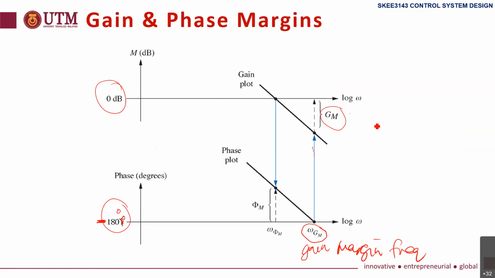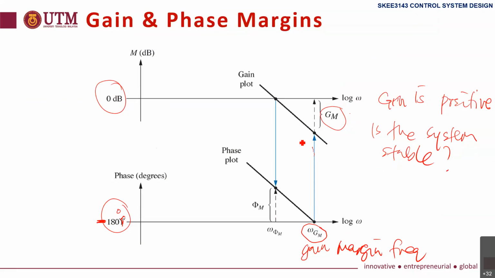My question is, is this system stable? Anyone? Yes. This system is stable because at minus 180 degrees, the gain is negative. The magnitude is negative. So the gain margin is this. And for this example, where the system is stable, the gain margin is positive.